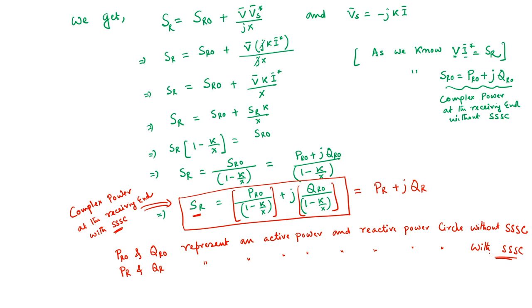Now, you can draw these two circles, this I am leaving to you, those who are learning this course. If you take the realistic value of x and vary this k realistically, then you will arrive at two circles. One is without SSSC, that constitutes PRO and QRO, another is with SSSC, that represents PR and QR. Then you will understand how these two are representing different power circles.